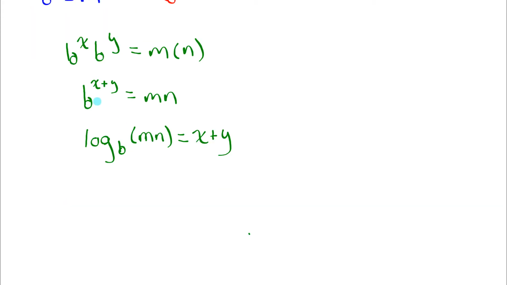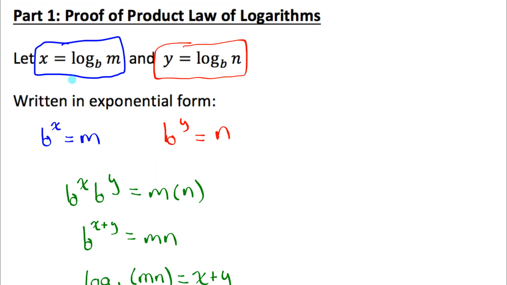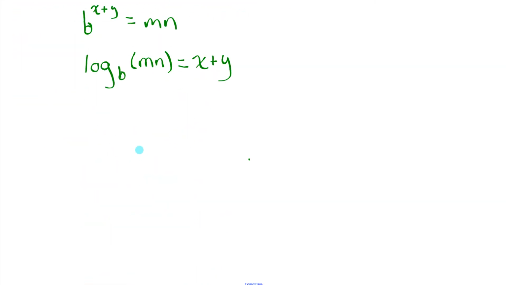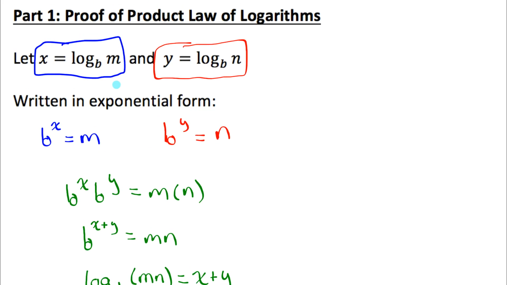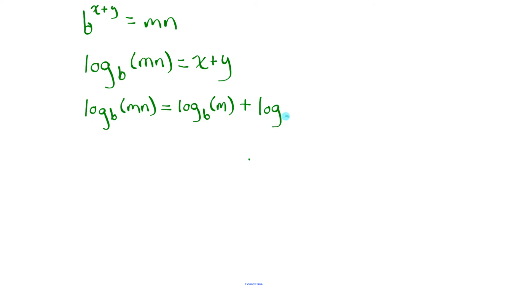And then my last step in my proof is going to be replacing x and y with what we said they were equal to at the very beginning. x is equal to log base b of m. So I can replace that x with log base b of m. And I can replace the y with log base b of n. And this is our product rule of logarithms. If we have two logarithms that have the same base, that's very important, that are being added, I can express those as a single logarithm by keeping that same base and multiplying the arguments. So that's what we call the product rule of logarithms.